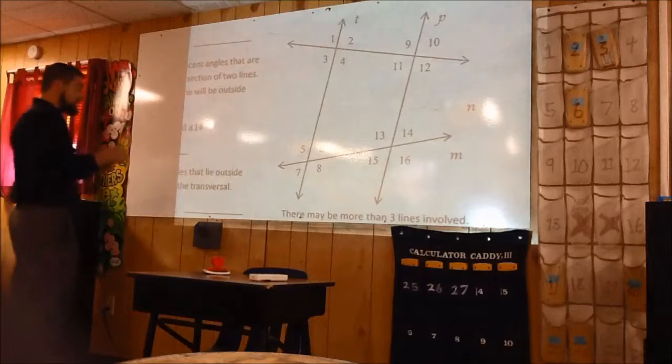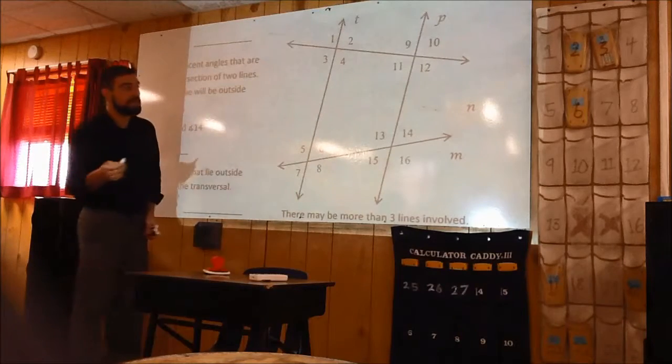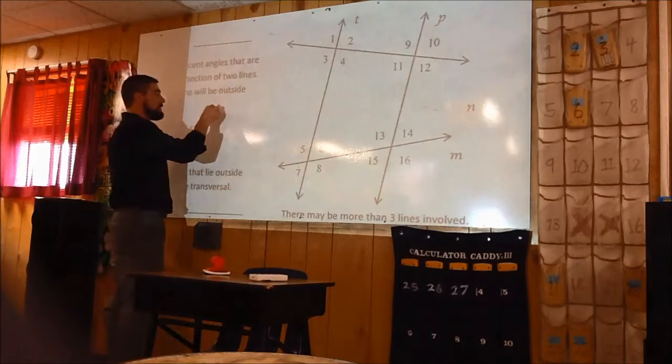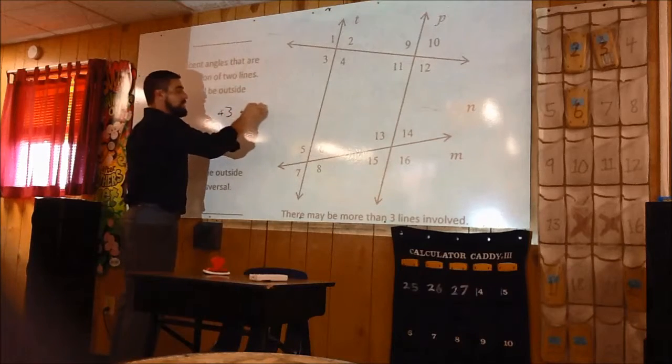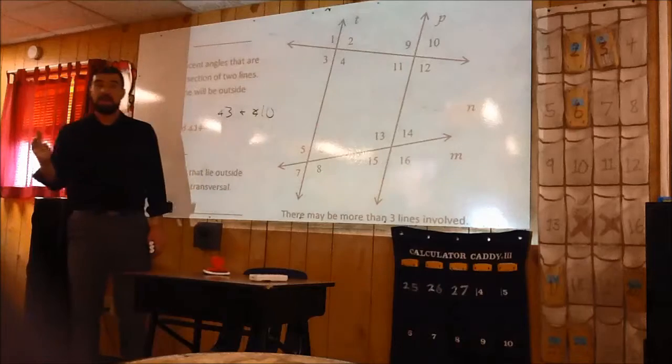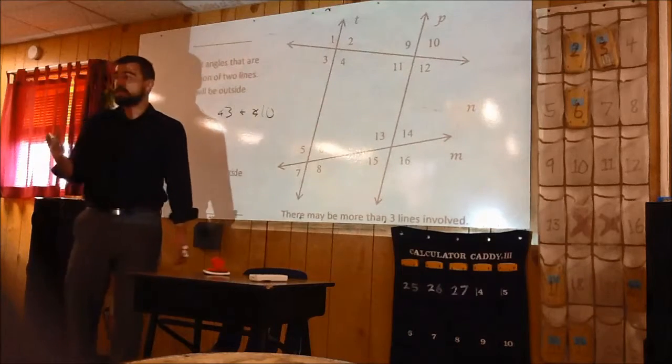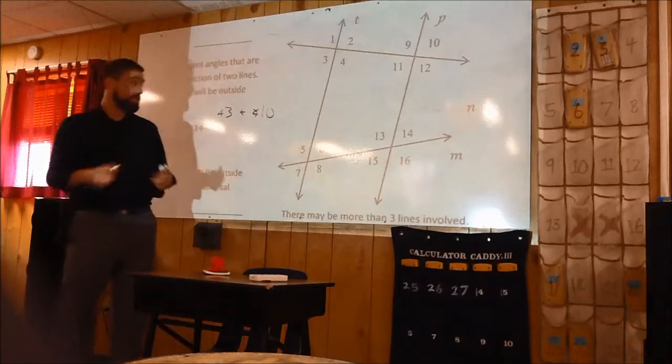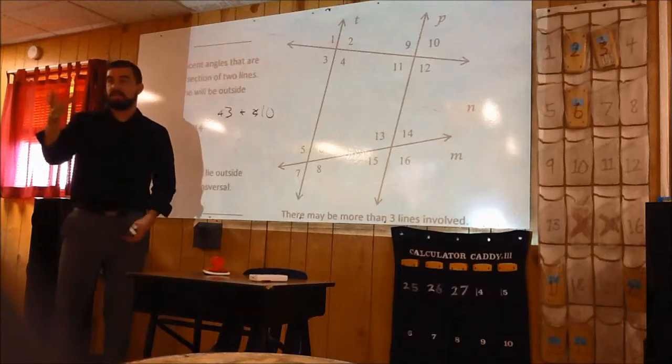Okay, so the first set of angles that I just told you was angle 3 and angle 10, correct? You need to be able to identify what type of angles those are. There's corresponding, alternate interior, alternate exterior, same side interior. We need to be able to identify them. This is how I suggest that you do it.